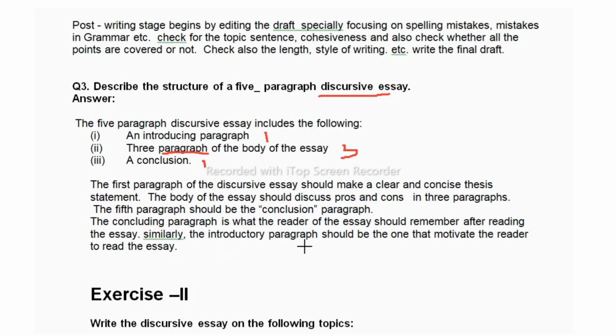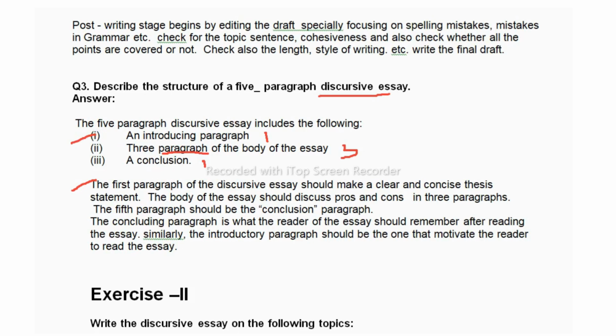Similarly, the introductory paragraph should be the one that motivates the reader to read the essay. In the introduction, it's very important, because after reading it, the reader will get an idea of what the essay is about. So the introductory paragraph is very important. Either it will draw the reader to read your essay or it can drive them away. So it is very important to make your introduction very interesting.